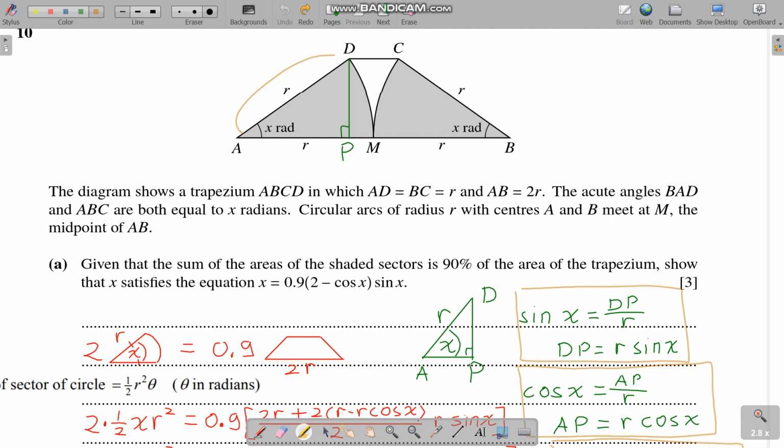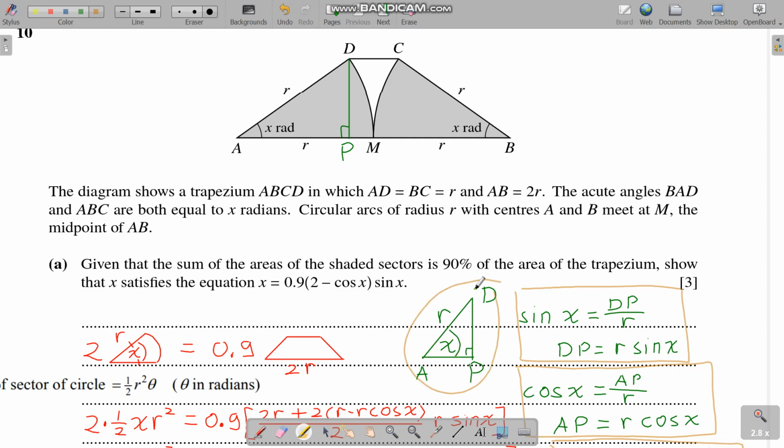And we know that the radius of the sector, the pizza slice, is r and the angle is x. So we can find this area, no problem here. The problem is when we want to find the trapezium area, we don't know the length of the other parallel side and the height of the trapezium. So let's focus on this triangle here. I'm calling this point P, the foot of the perpendicular from D. So this is r, and this is the angle x radians.